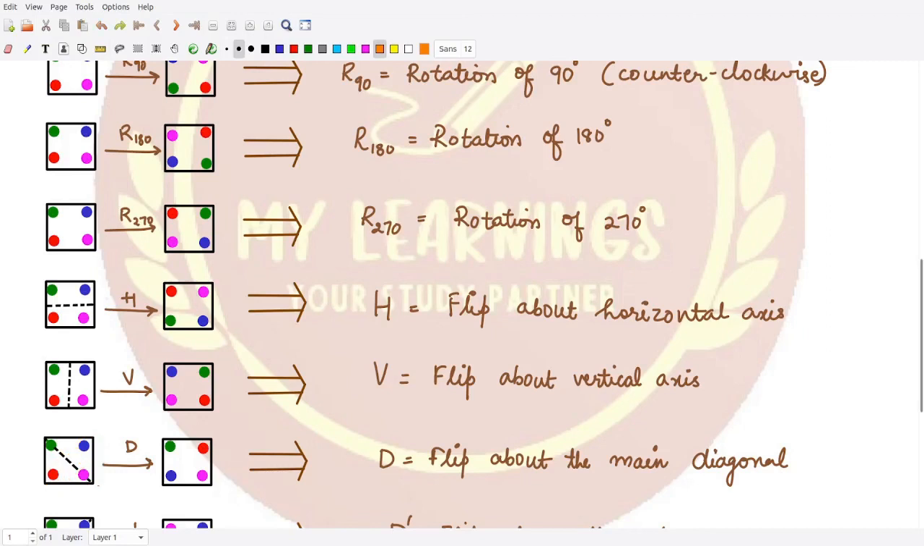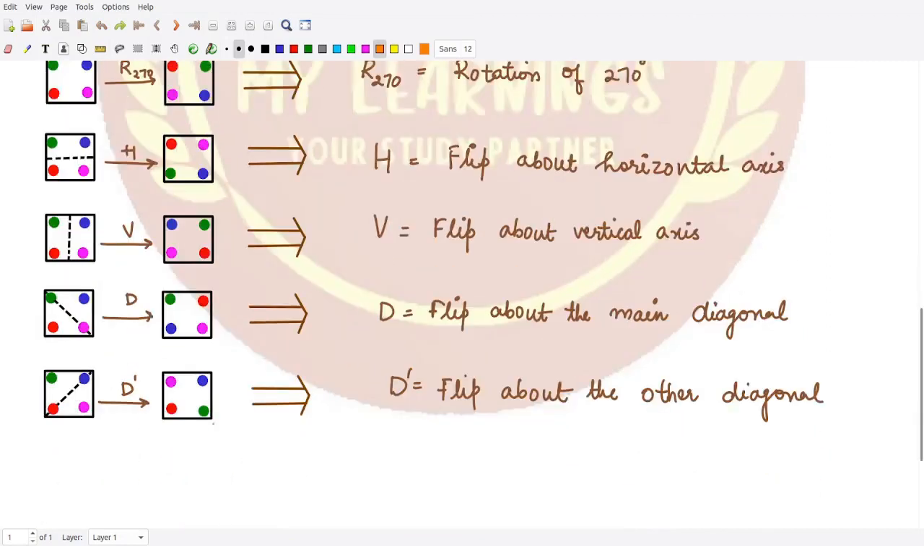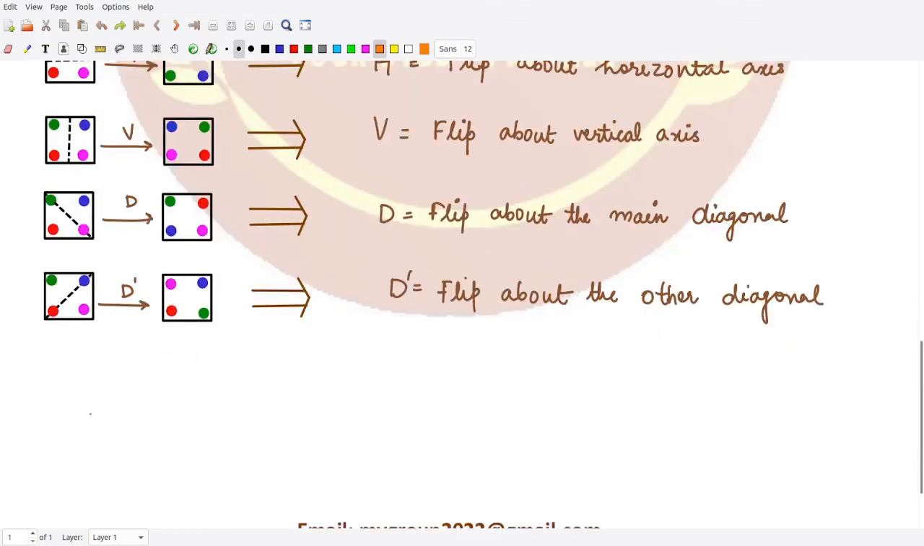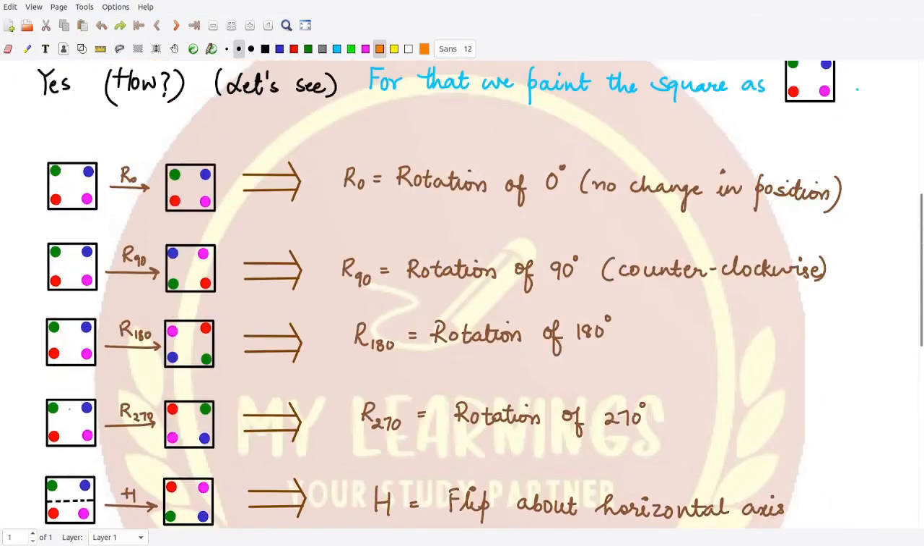Similarly, when you make a flip about the other diagonal, let's call that D dash. So the other diagonal is this one. So this time the colors red and blue would be kept fixed, whereas this green and pink would exchange their places, right? So these are various symmetries which you would obtain for a square.